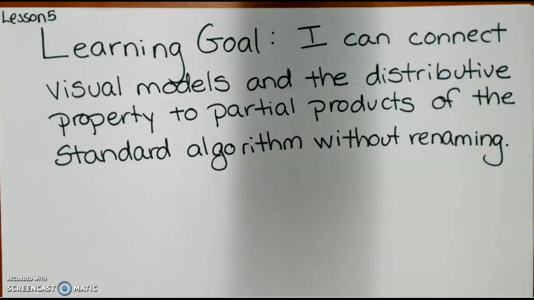So today we're going to take some of the things that we've been learning this week and try to connect visual models to partial products of the standard algorithm. What does that mean? That means I'm going to teach you how to do multiplication closer to how your mom and dad learned how to do it.